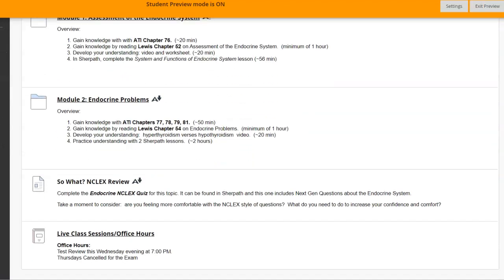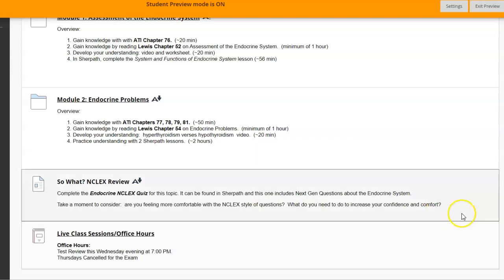And then we will go and complete the endocrine NCLEX review. It's in SurePath, and it includes those next gen questions about the endocrine system. As you're doing that, we'd like you to take a moment and really think about how you feel. Are you more comfortable now with the NCLEX style of questions? And is there anything that you need to do to increase your confidence and comfort?